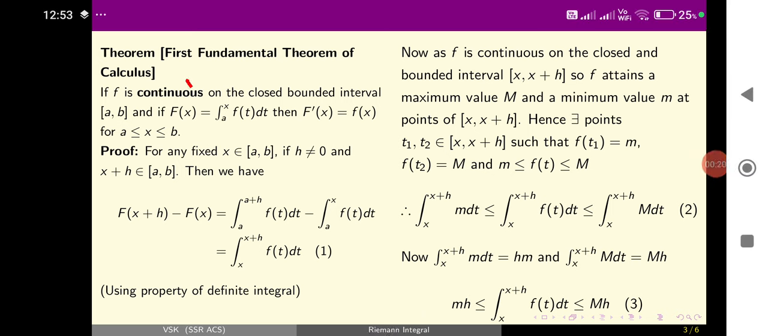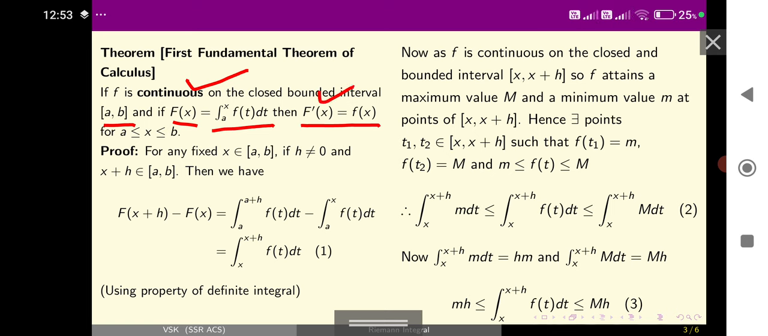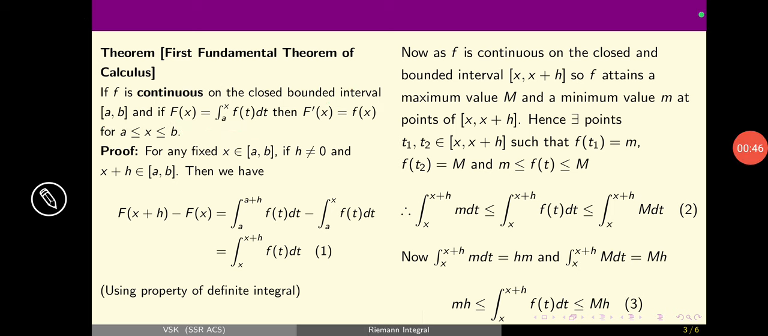It says that if f is continuous on the closed and bounded interval [a, b], and if F(x) is equal to the integral from a to x of f(t) dt, then F'(x) is equal to f(x), that is, the derivative with respect to x of capital F is equal to small f(x) for all x lying between a and b. So that we are going to prove. So let us see the proof.